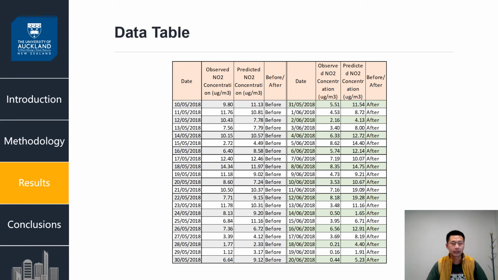Okay, data table. Firstly, this is the data table. On the left table, marked gray is observed NO2 data, and in the middle, observed and predicted data before the opening of the cycleway. On the right is the observed and predicted data after the cycleway is opened.